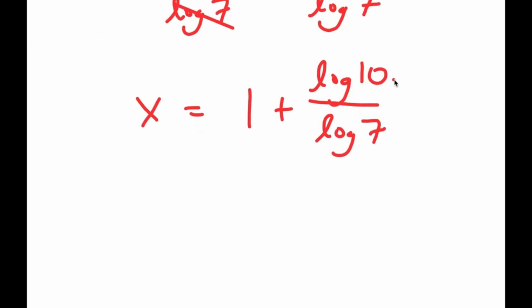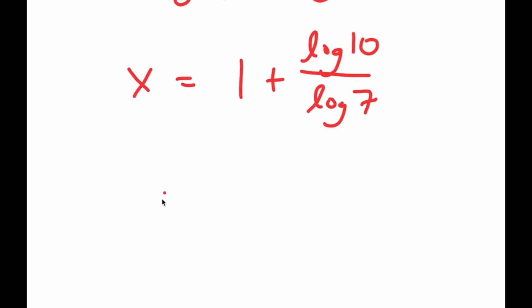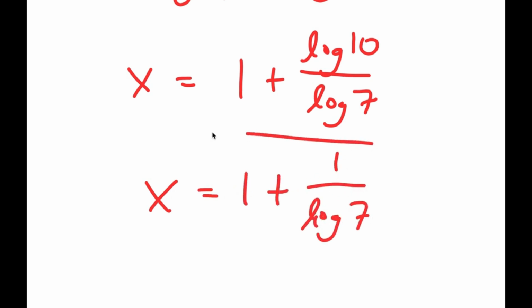And if you guys already didn't know, log 10 is actually equal to 1. So now I get x is equal to 1 plus 1 over log 7. And this is my answer.